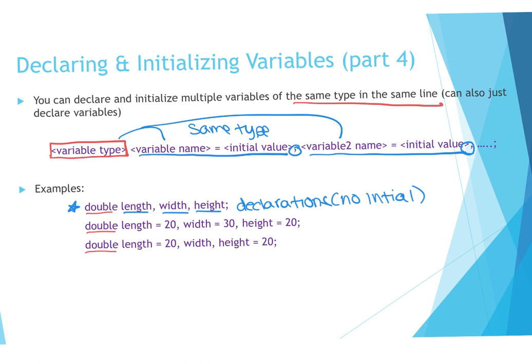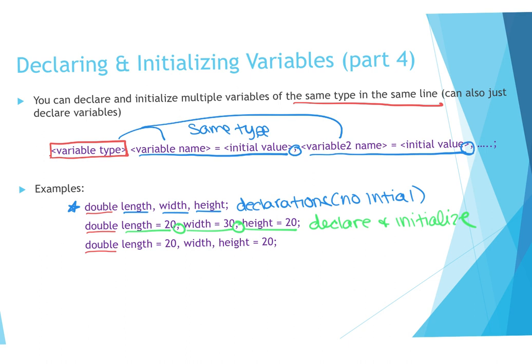here. Then in this next line, you can see I have length equals 20, width equals 30, and height equals 20. So what this line of code is doing is it's creating 3 double variables by declaring and initializing them to have values, which is an option as well. And notice that they're all separated by commas. Every time I have a new one, I can separate it by a comma.